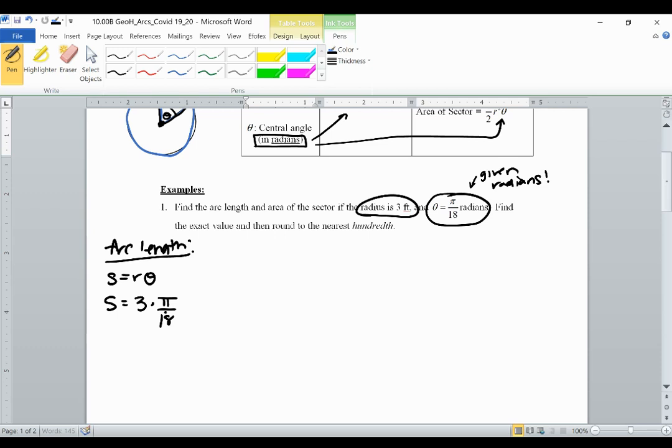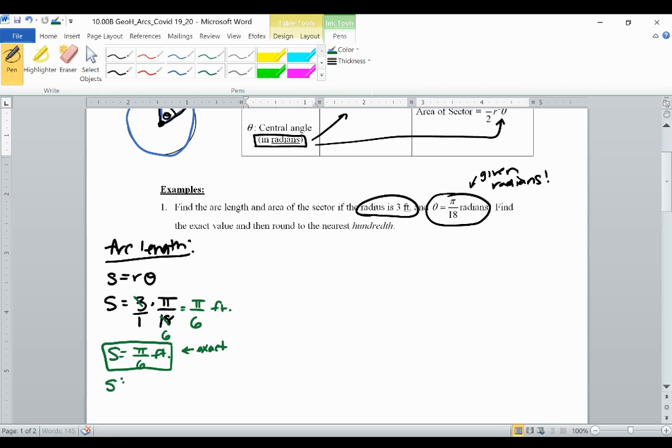It's already in radians. So I'm going to put 3 over 1 to make it into a fraction. And then I can cross reduce. 3 goes into 18 6 times. So my answer is pi over 6, and that would be feet. Pi over 6 is my exact answer because it's not rounded. It's in terms of pi. And that would be exact.